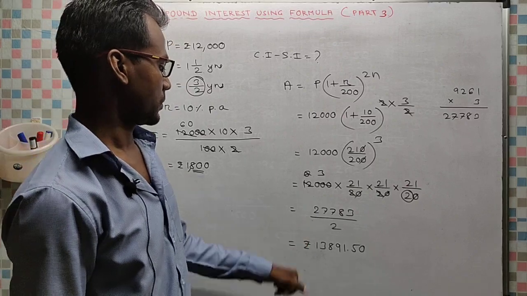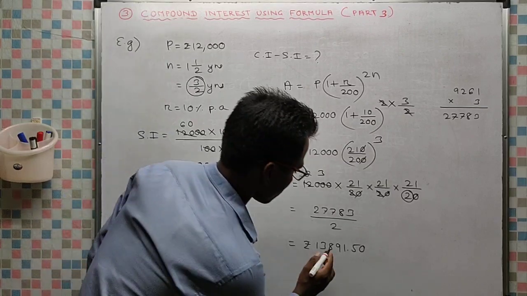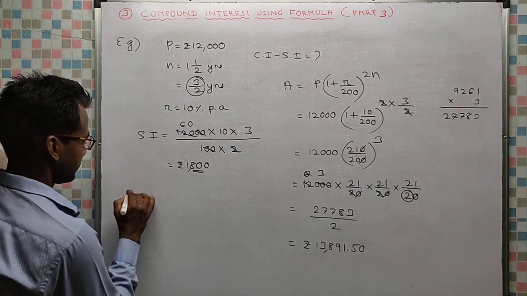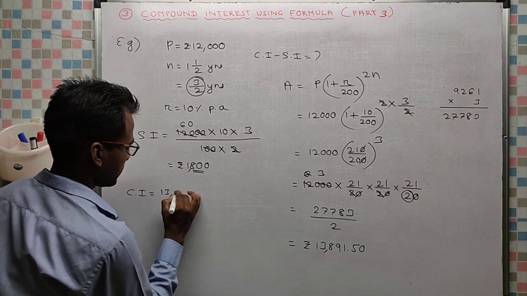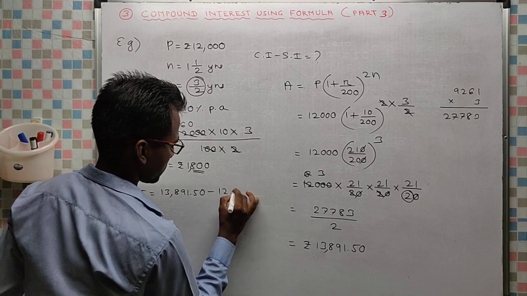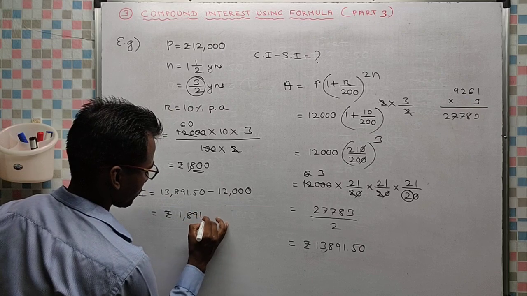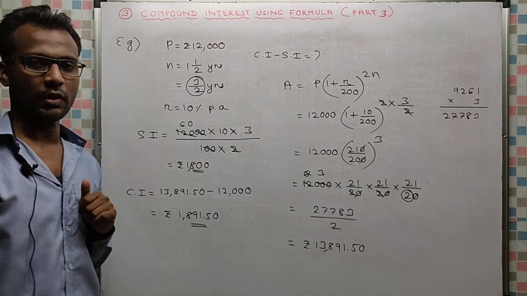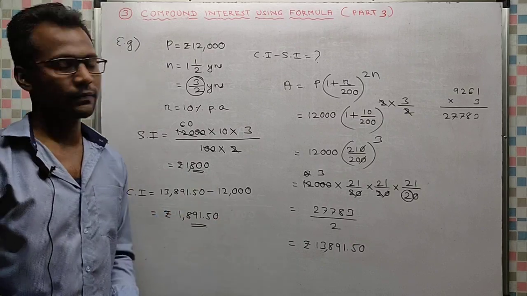Let us take 2 1 2, 2 3 6, 2 16, 2 9 18, 2 0 1. So the amount is 13,891.50. So let us find the compound interest. Amount minus principal. So 13,891.50 minus principal, 12,000, which will give us rupees 1,891.50. So SI is rupees 1800, CI is rupees 1,891.50. Easily we can find the difference.